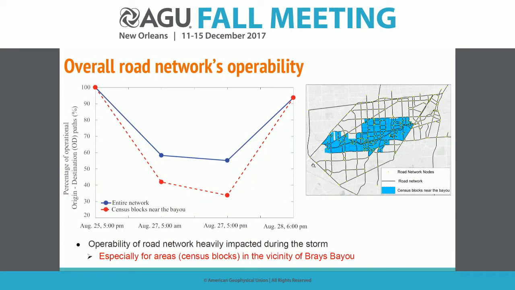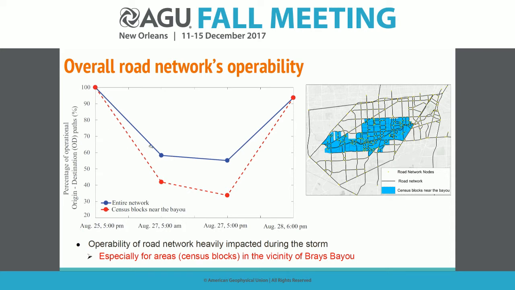On this slide, I'm going to provide some details about results on the overall connectivity and operability of the network. This figure shows, on the vertical axis, the percentage of operational, functional origin and destination paths in the entire network that we considered with respect to time. So we see that on August 25th, before the storm arrived in Houston, we had 100% operational paths, so everything was working as it should be.